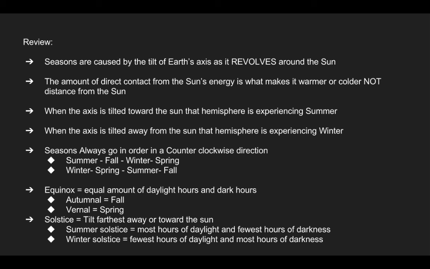So make sure you look for that axis and which way it's pointing. Pointing toward the sun, you have summer. Pointing away from the sun, we have winter. Seasons always go in an order in a counterclockwise direction. So we always have summer, fall, winter, spring, or it may go winter, spring, summer, fall.